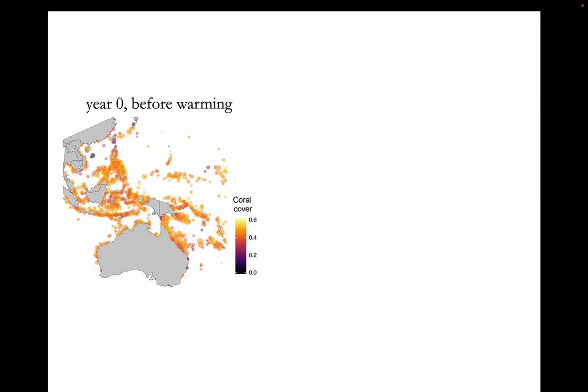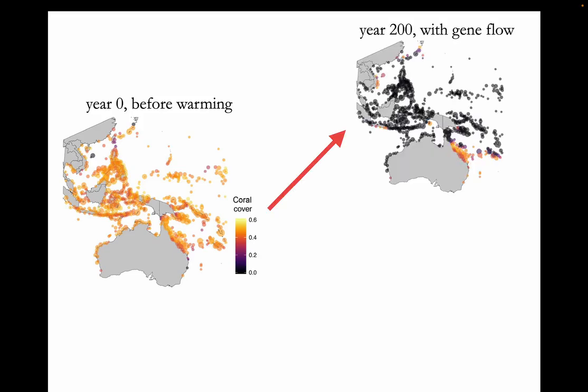Here's a depiction of year 0 just before warming begins. Coral cover is mostly around 50%, which I guess is pretty typical of healthy reefs in the real world. So the corals have achieved a reasonable degree of local adaptation to their particular reef's temperature during the burn-in.